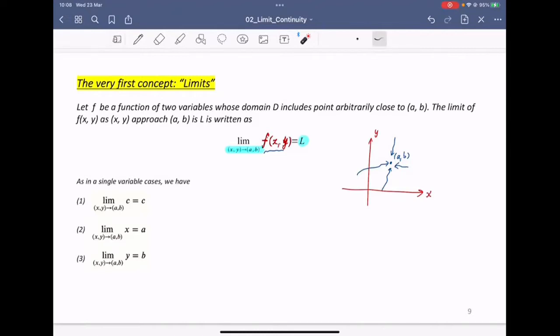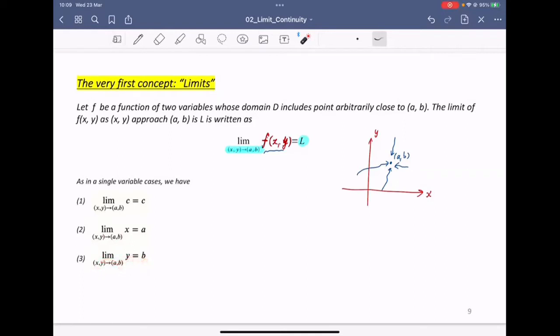First of all, we're going to repeat the theorems that we learned in Cal 1. Everything that you learned in calculus 1 still holds in two dimensions, which means if you compute the limit of a constant, you still get the constant. If you compute the limit of x, you just get a because x goes to a. The limit of x is a. The limit of y is b because (x, y) goes to (a, b).